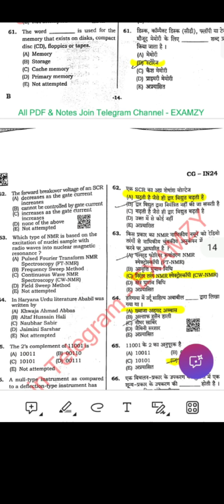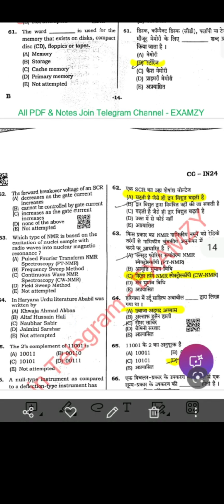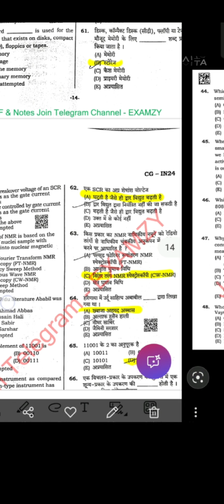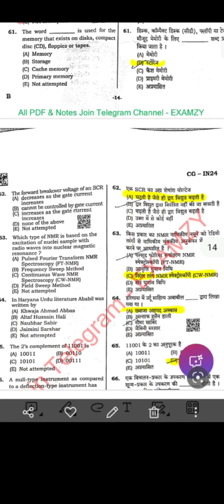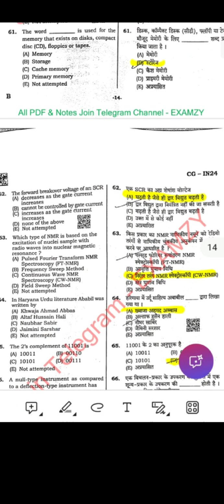Whenever we surf the internet using a smartphone, tablet, computer, etc., we leave a trail of data reflecting the activity performed by us online, which is given by, that is, a digital footprint. Storage is used for the memory that exists on disk, compact disk, floppies or tape.